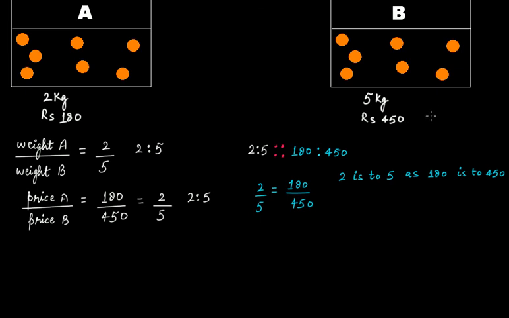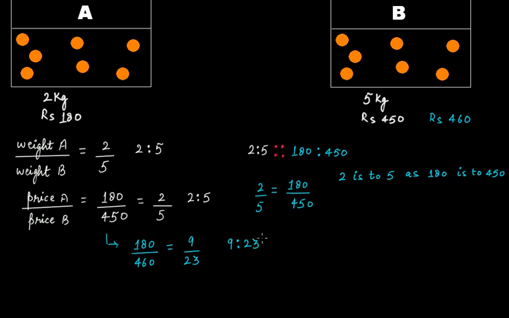And one more important thing: let's suppose this was not rupees 450, had it been rupees 460. In that case, this ratio would have become 180 to 460. If you try to find the highest common factor in this case, it will be 20. And in that case, this will be 9 and 460 divided by 20 will be 23.